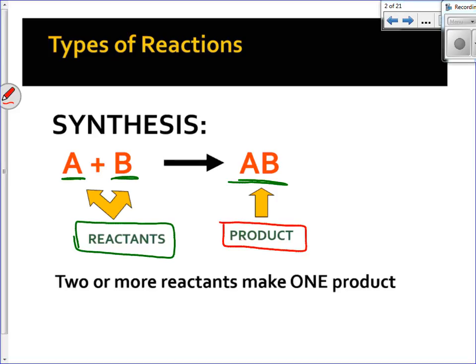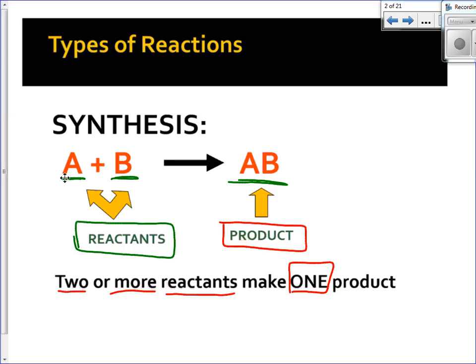So this goes in that first blank. Okay? Two or more reactants make one product. Come together, we also can call this combination, where you're bringing two things together, sometimes three things together, to make one compound. Okay? So we call this the generic equation.